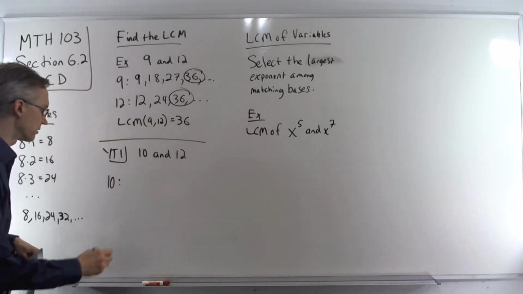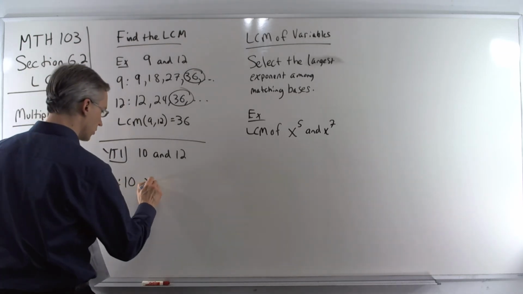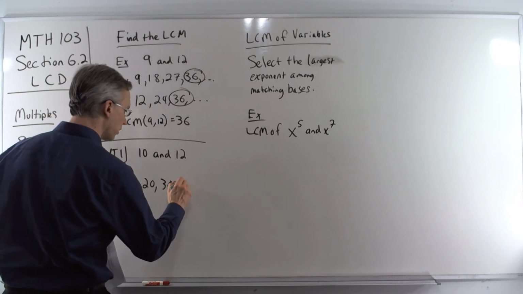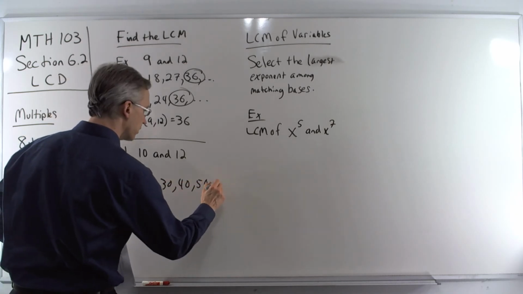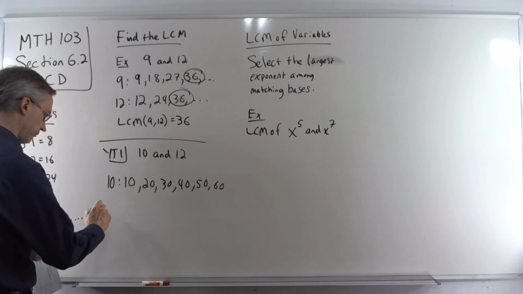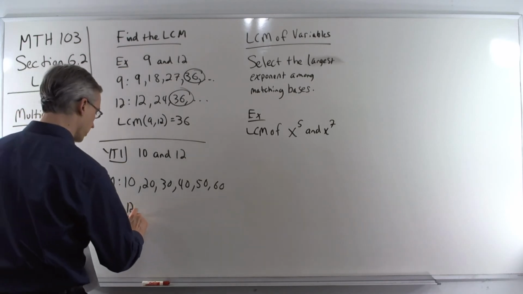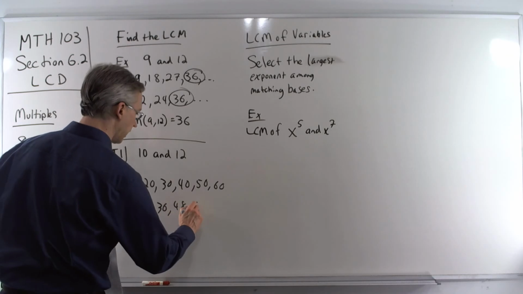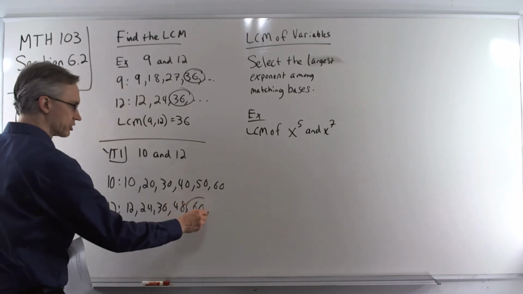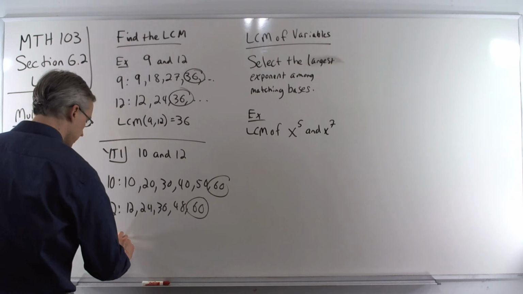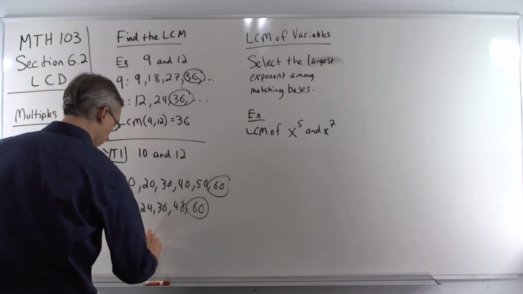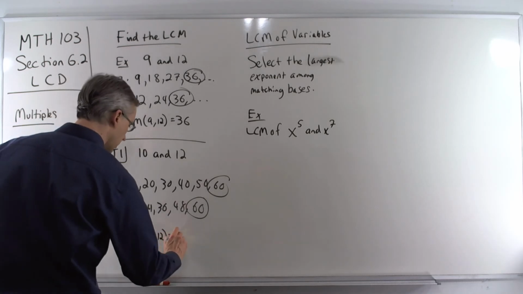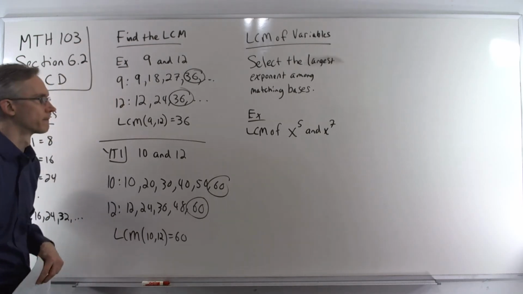So the multiples of 10, we got 10, 20, 30, 40, 50, and 60. And for 12, we got 12, 24, 36, 48, and 60. So the first match in that list is 60, making the LCM of 10 and 12, 60.